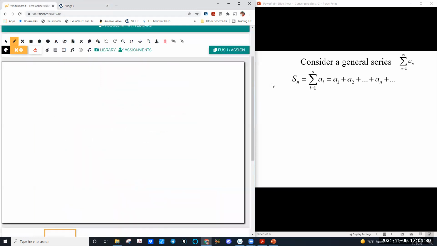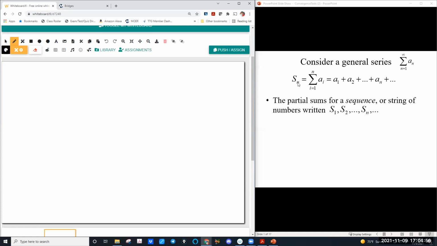Okay, let's dive in and go through all these tests, because there's a lot of them, and how we use them and when to use which one. So we've started moving into series, which is when we sum up the terms of a sequence.